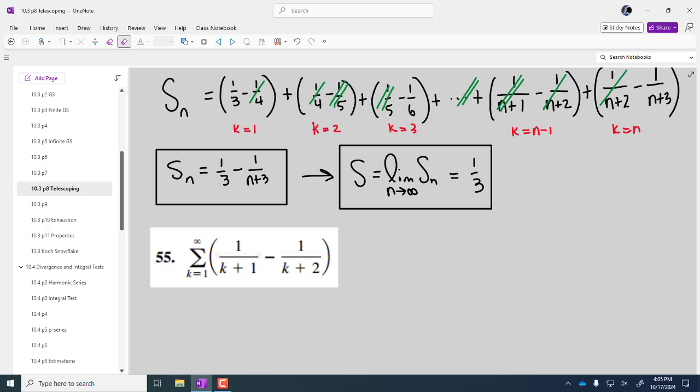So again, these are the simplest when they start with a counter of 1 and when the denominators only differ by 1. That's going to be the simplest case.